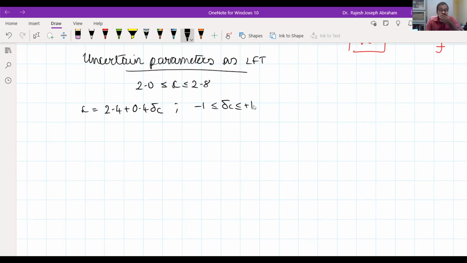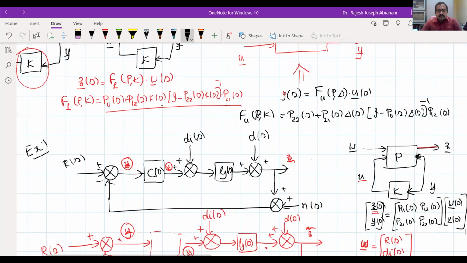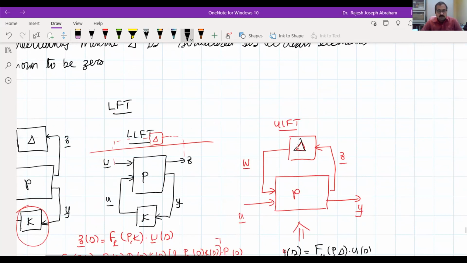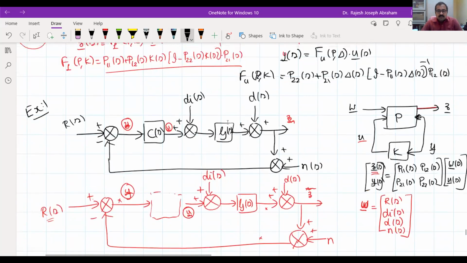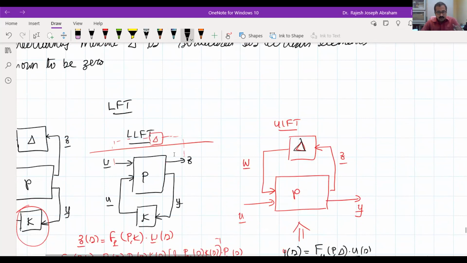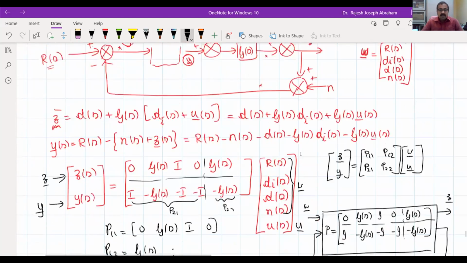Now this is a perturbed plant. So which LFT will you prepare here? The ULFT, because in ULFT we have a separate perturbation block. In these two earlier examples, there was only a nominal plant model and the controller. That is why we considered the LLFT. But in the present example, there is perturbation in the parameter. So you have to consider ULFT, wherein the perturbation delta is represented as a separate block.